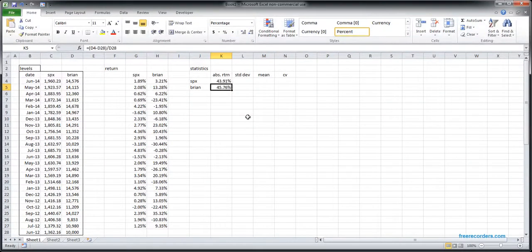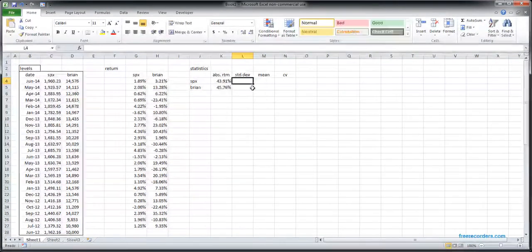I specifically designed this to show you something important. It looks like my returns are better than the market. My absolute return from 2 years ago is about 46%, and the market's up 44% during that period of time. So we're going to see if I actually did better. Your financial advisor or somebody might show you this and say, look, we're doing really well, we're outperforming the market. Well, let's look at the standard deviation.